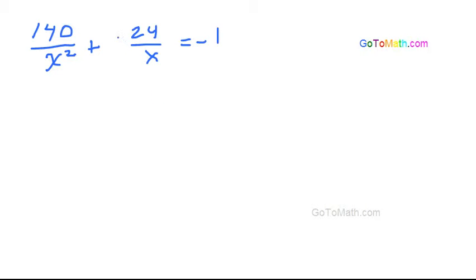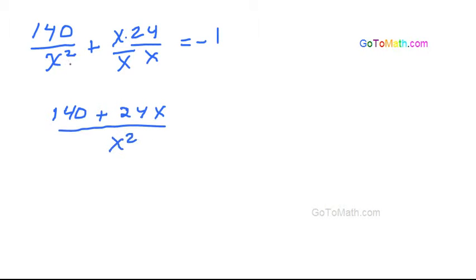Well, what we could do is multiply the top by x here and the bottom by x. We get a common denominator. So we're going to have 140 plus 24x over x squared. See, we'll get a common denominator here, and then we can just add both these fractions together. Is equal to negative 1.